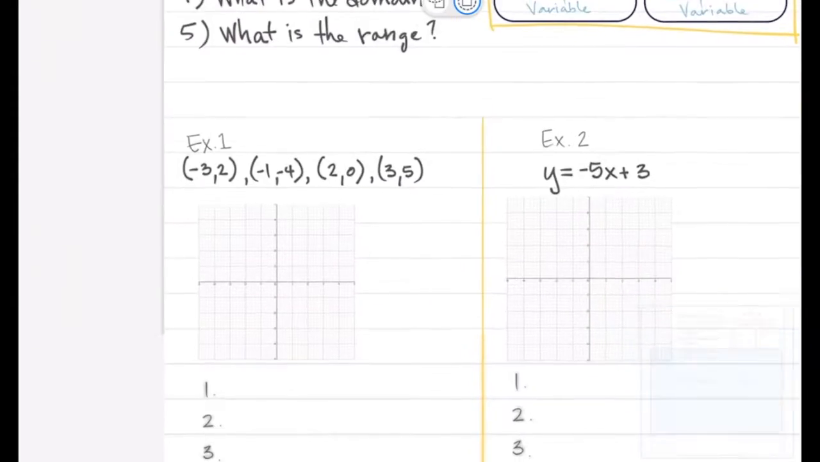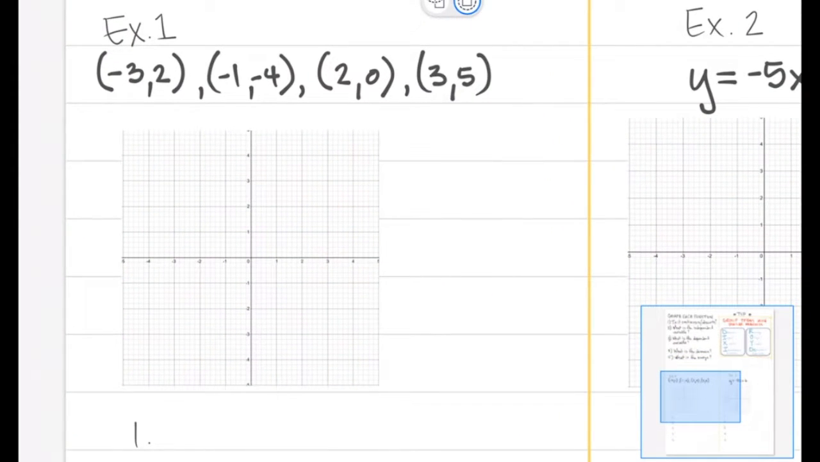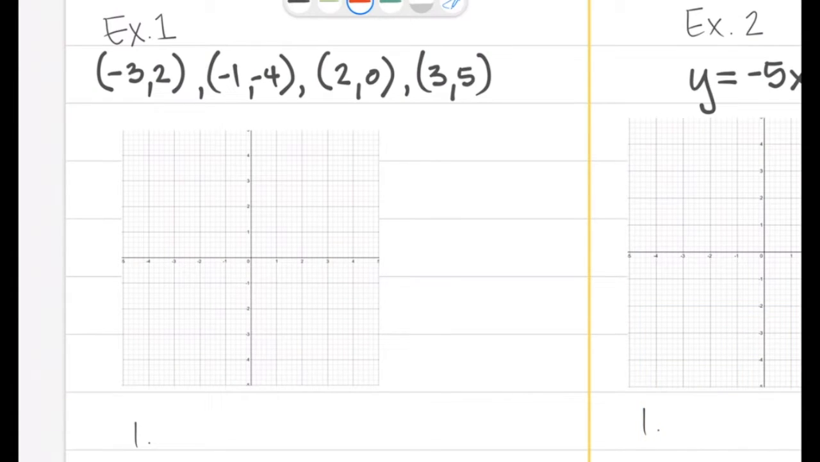So for this first function, it's going to be represented by just a list of ordered pairs. So let's go ahead and plot those ordered pairs. So we've got -3, 2. We've got -1, -4. We've got 2, 0, and we've got 3, 5. So those are the only ordered pairs that exist on that function.